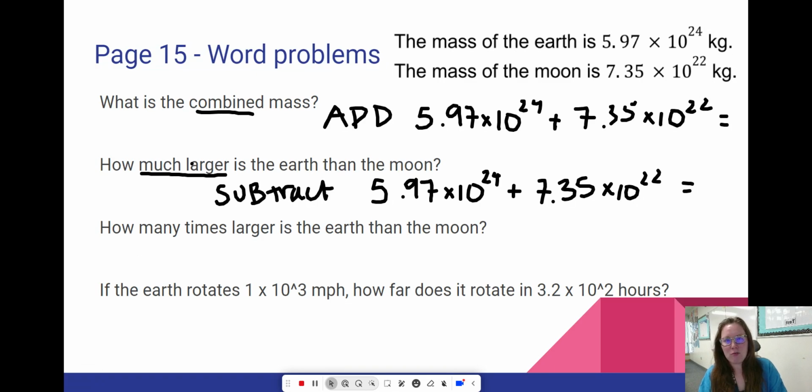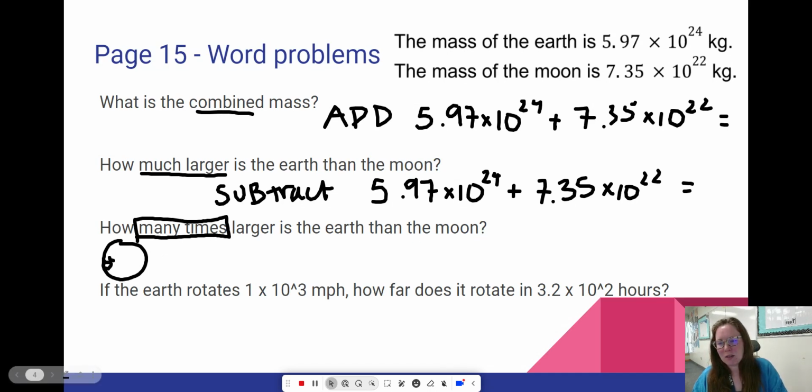That was how much, and that's subtract. How many times? How many times right here? Larger, smaller, different, whatever. Okay? How many times larger? Well, let's draw a picture of what that means. If this is our Earth, how many times larger is the Earth than the moon? That means how many times would the moon fit inside of the Earth?